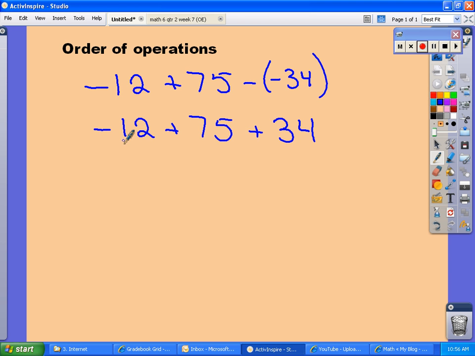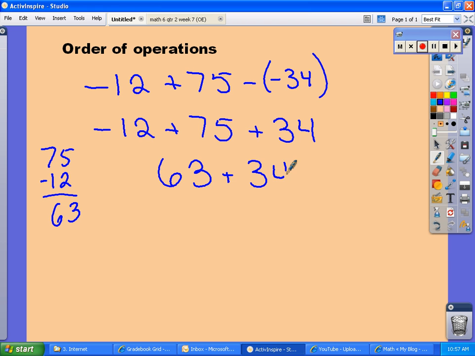Negative 12 plus 75, which would be 75 take away 12. That's going to be 63. That's a positive 63 plus 34. 63 plus 34, we're going to add those together. That's going to be 97. Alright, let's do another problem.